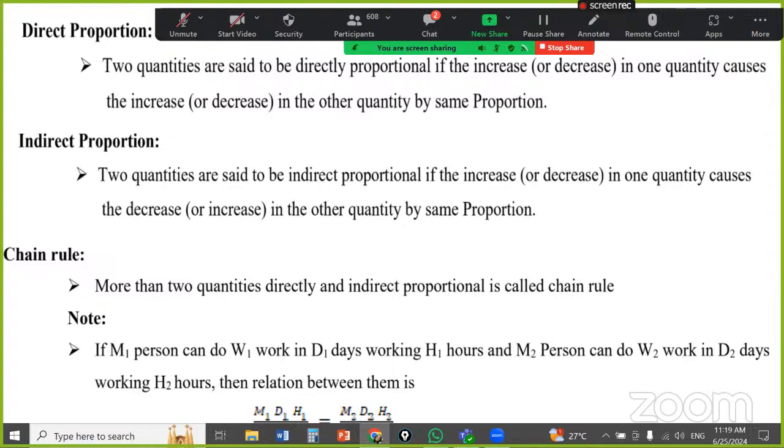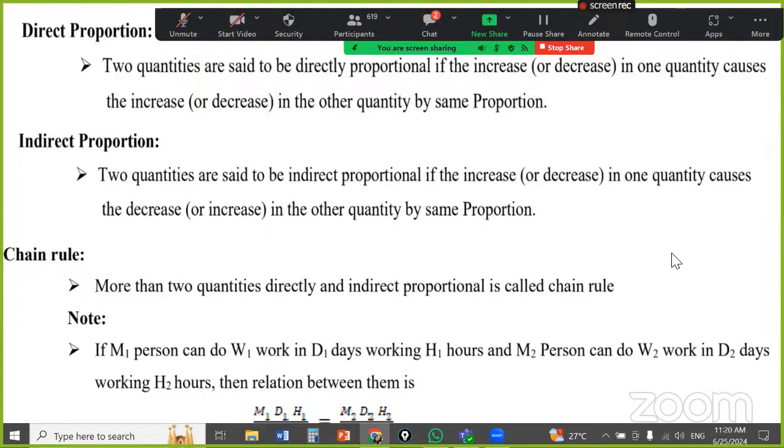If one person is working for 10 days, 5 hours per day, he'll be completing 30 works. This is for the first person. The same thing for the second person, but everything will be different. That's why we have M2, W2, D2, H2. So to solve that, this is the formula we have.